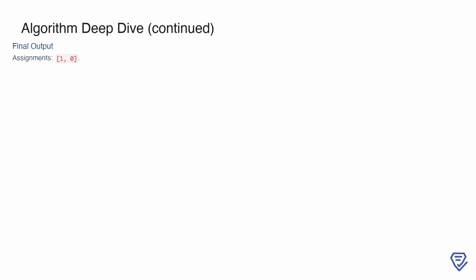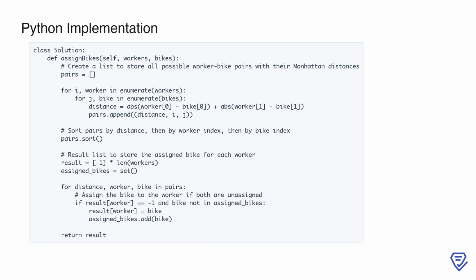By following the outlined steps, computing distances, sorting pairs, and assigning bikes greedily, we ensure that the total Manhattan distance is minimized while respecting the one-to-one assignment constraints. This example demonstrates the efficiency and correctness of the algorithm. This solution addresses the LeetCode problem number 1057, Campus Bikes, using a greedy approach. The goal is to assign bikes to workers such that the total Manhattan distance between assigned pairs is minimized.